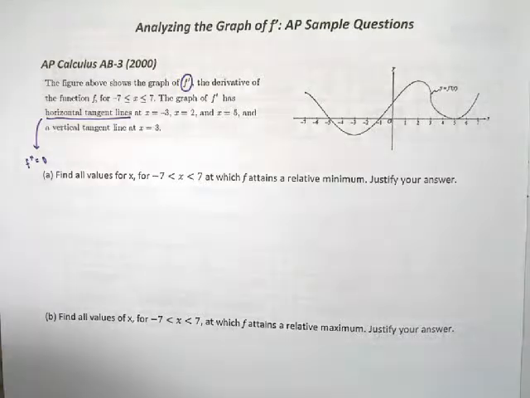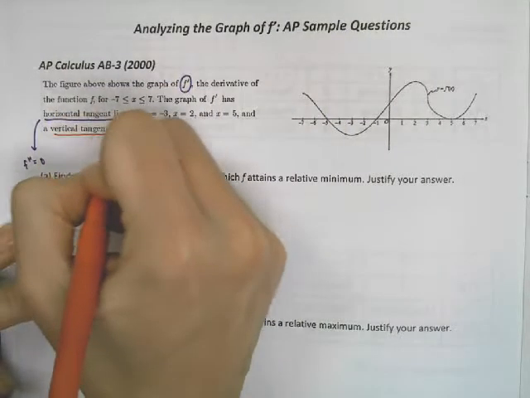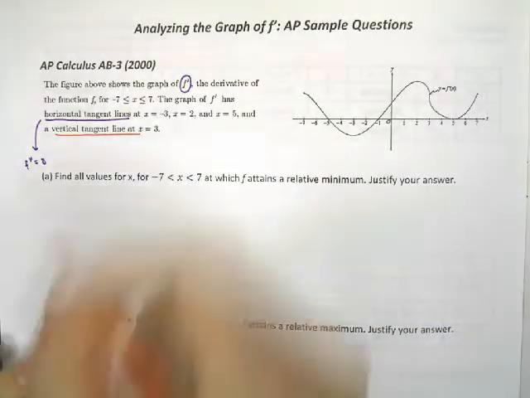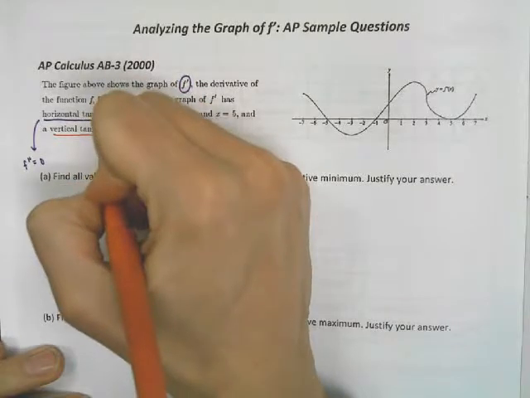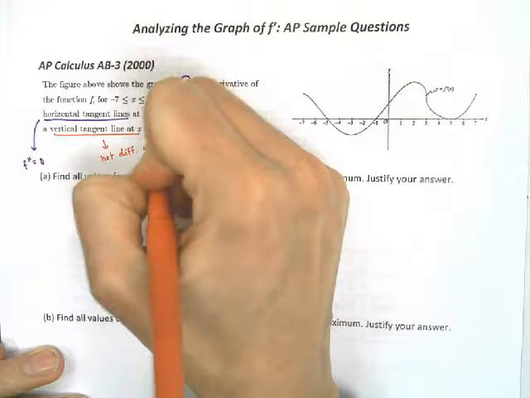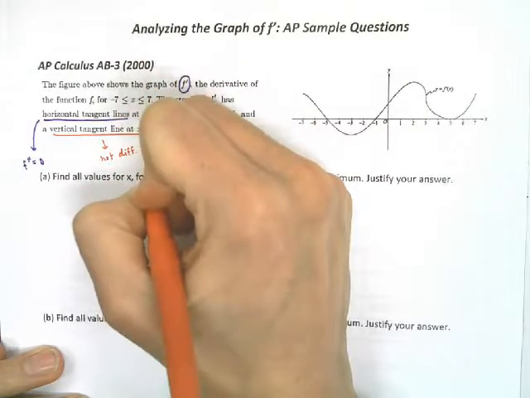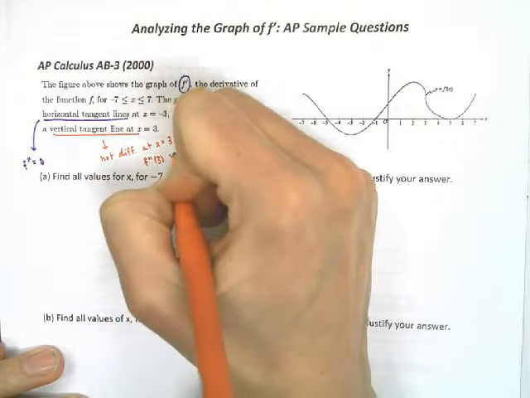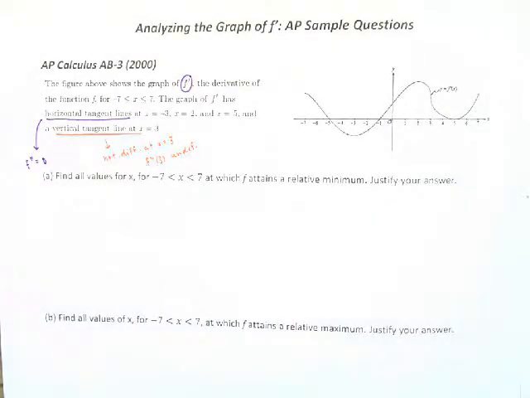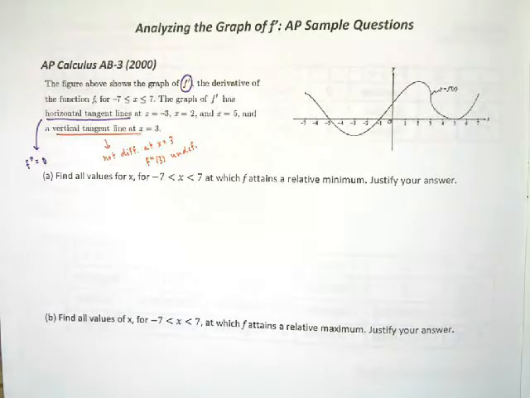And then it tells me I have a vertical tangent line at x equals 3. Now, if I have a vertical tangent line, it means I'm not differentiable at x equals 3. So it tells me that f double prime of 3 is undefined. Okay, so notice, I went through all of that before I even looked at the question. I'm just trying to get as much information about this graph as I can.